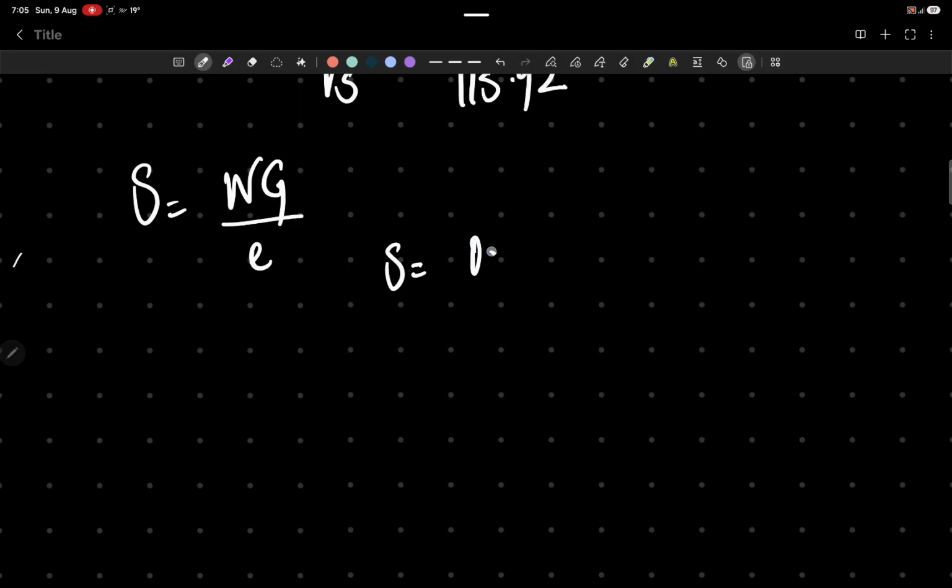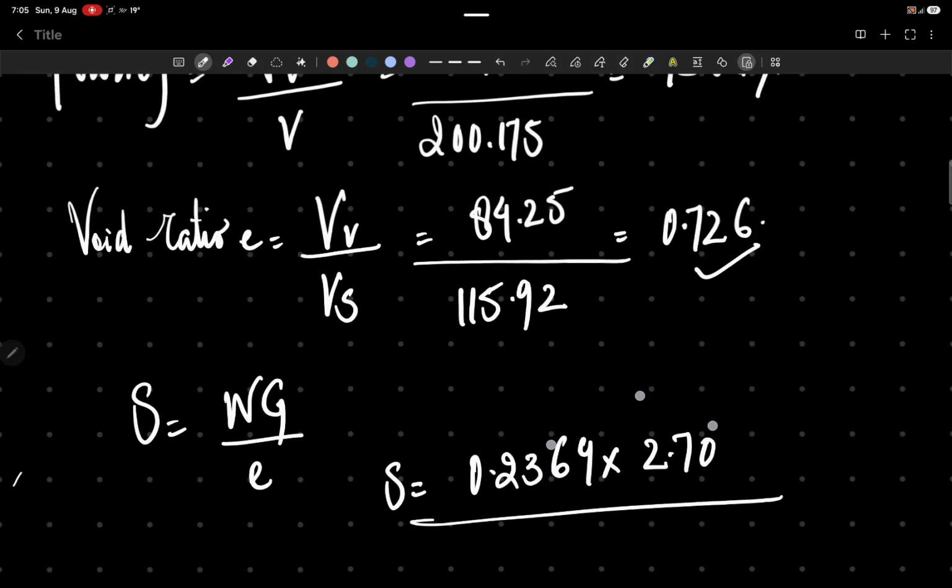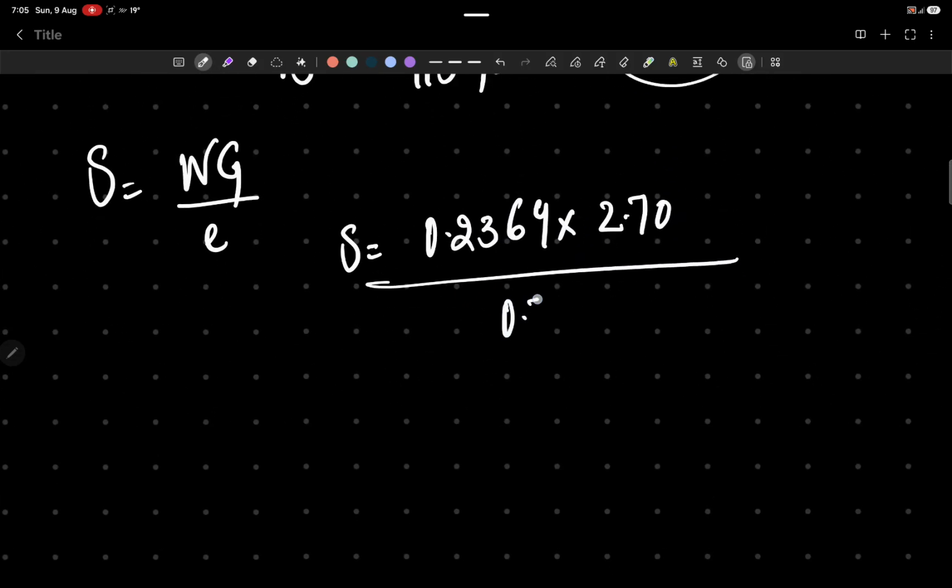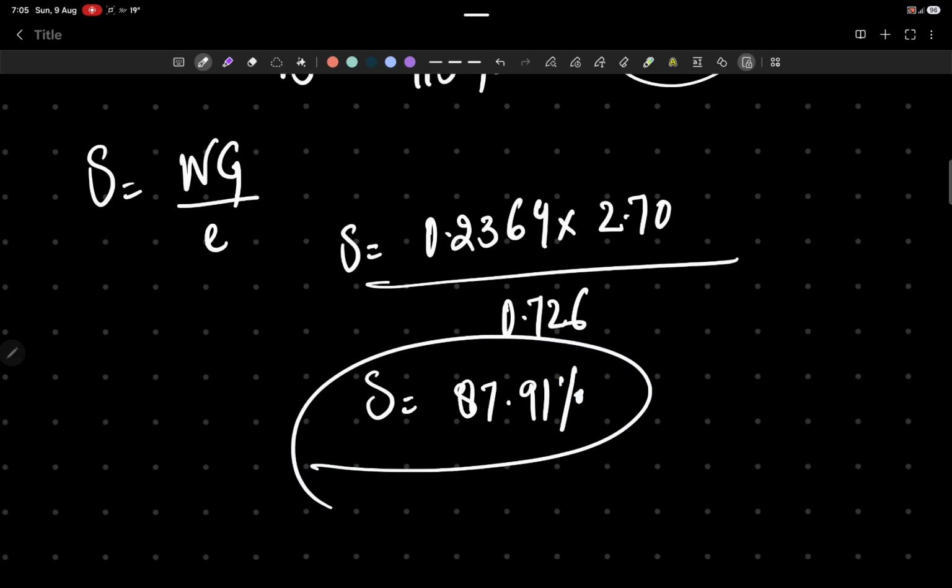So it is 23.64%. G we have to use as 2.70 and e we just calculated as 0.726. So degree of saturation is equal to 87.91%. This is the degree of saturation, 87.91%.